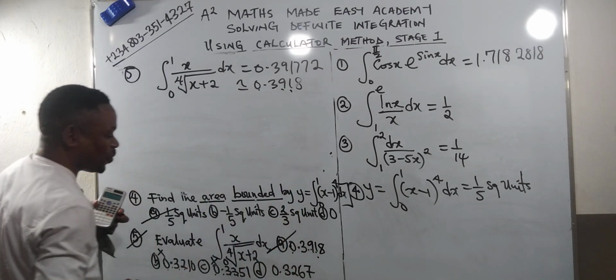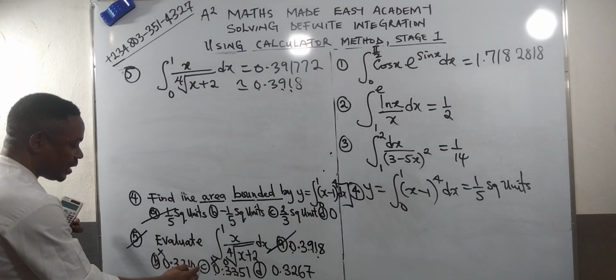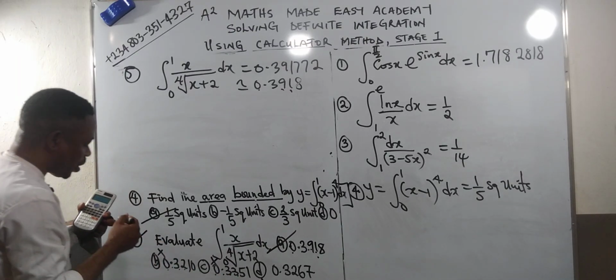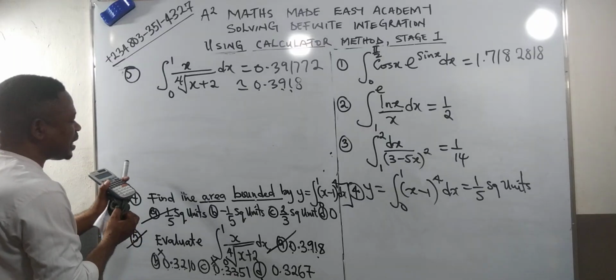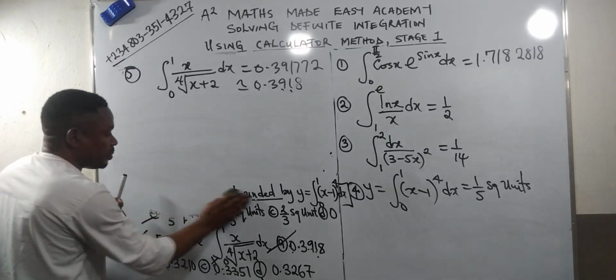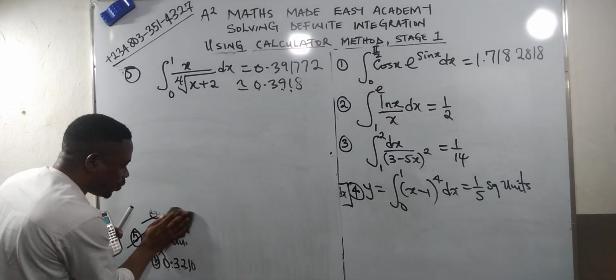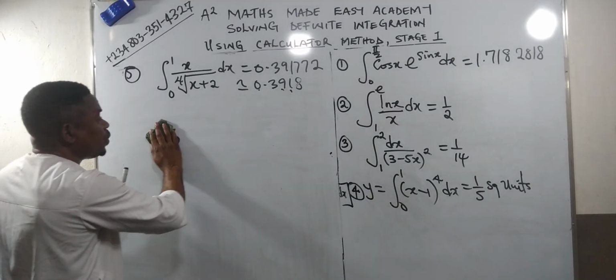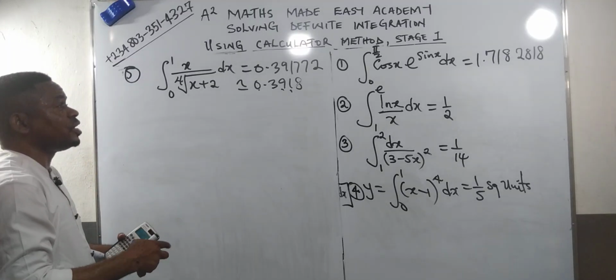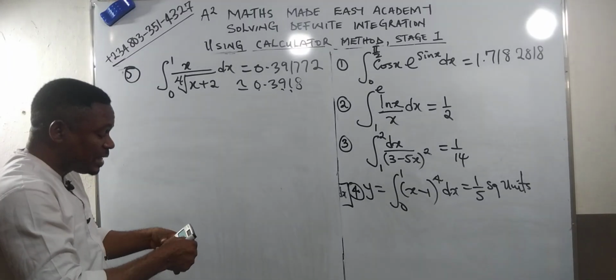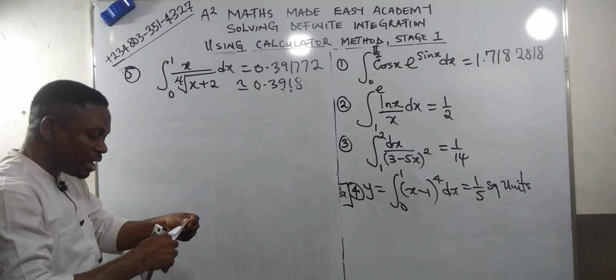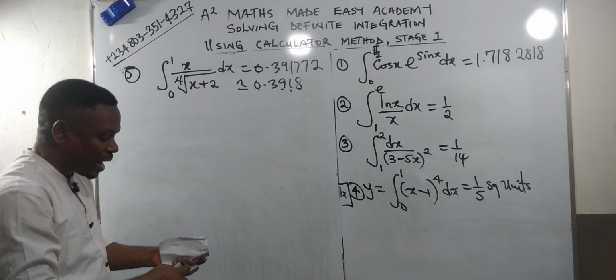The correct answer is option A. It cannot be B, it cannot be C, and it cannot be D. Gentlemen and ladies, this is exactly how to solve problems under definite integration. Remember, we are on stage 1. The final thing I will do in my next video is to talk about stage 2. We now know that we are done with anything that has to do with definite integration using the calculator method.